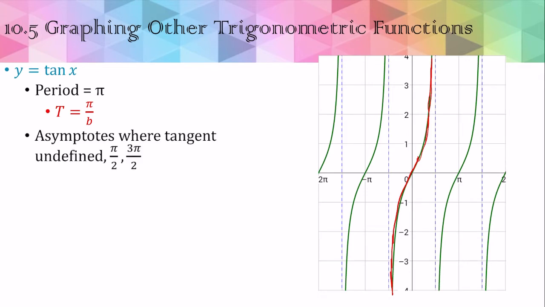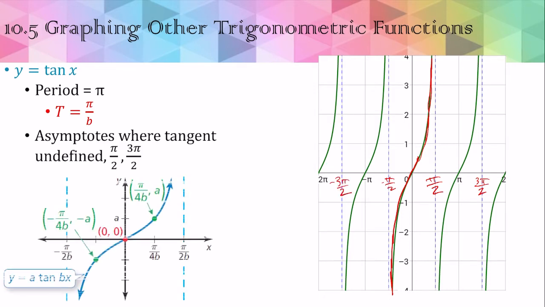The asymptotes are where a tangent is undefined. A tangent is undefined at pi over 2 and 3 pi over 2. Those are the dotted lines. Same is true in the negatives. So the key points we have are where it crosses the x-axis, and then halfway between that and the asymptote are these points. Notice the y values are a and negative a.